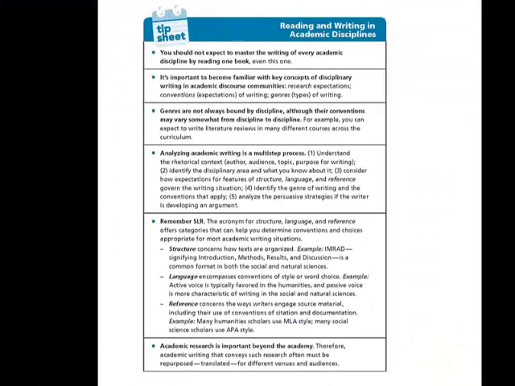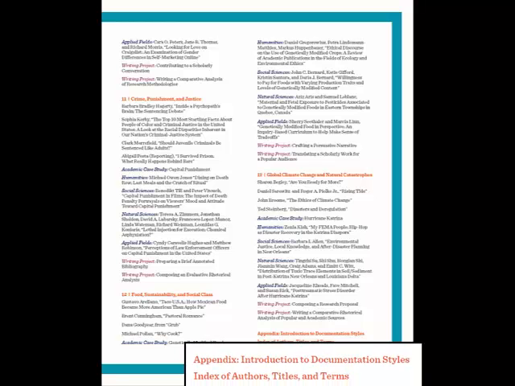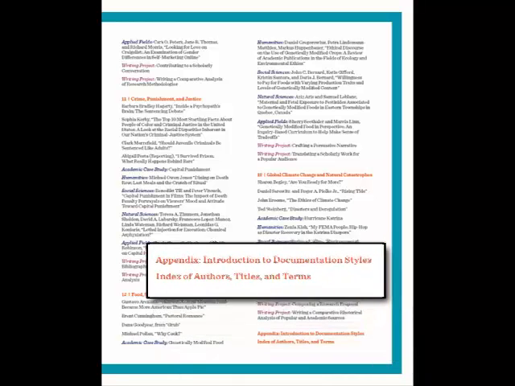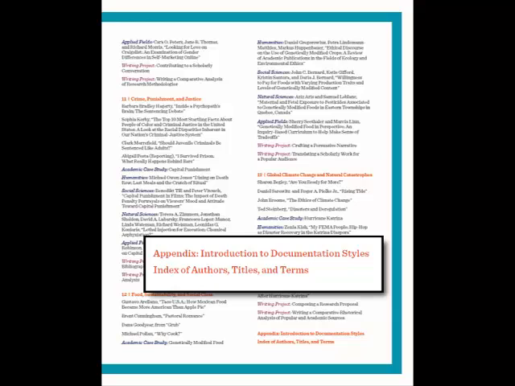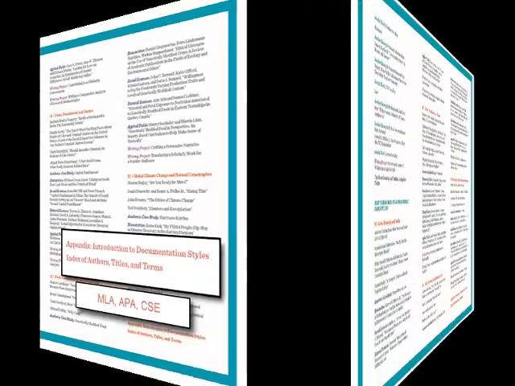Finally, each chapter closes with a summary tip sheet that underscores critical concepts and insights for students as they move from novices to full-fledged academic insiders. And of course, the appendix, An Introduction to Documentation Styles, discusses how specific citation styles reflect disciplinary concerns, while concisely explaining and exemplifying the basics of MLA, APA, and CSE documentation.